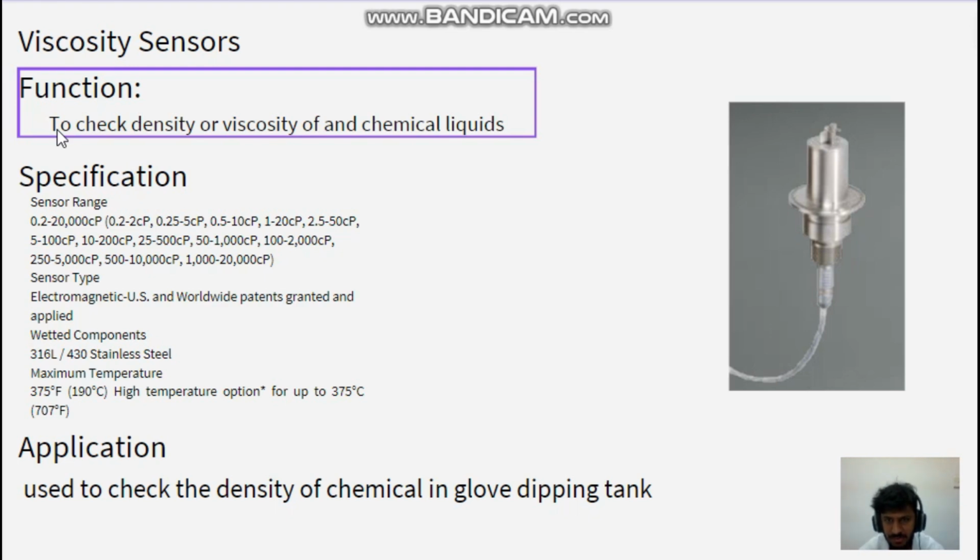The solution for the glove dipping tank, the chemical that will create a glove, needs a viscosity sensor to check the density of the liquid in the tank.